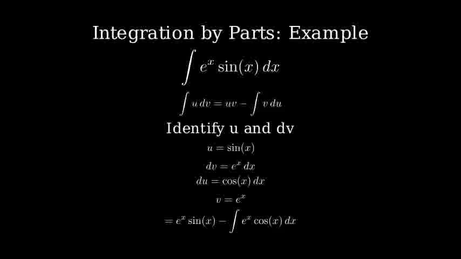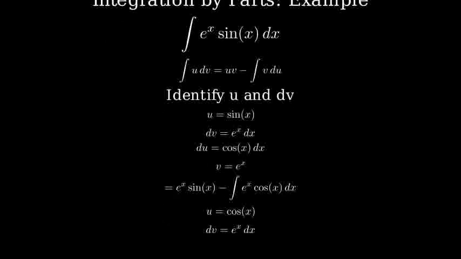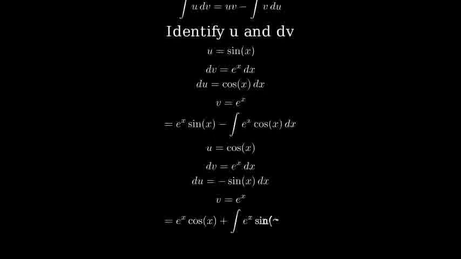To solve this, we'll apply integration by parts once again, this time choosing cosine of x as u and e to the x dx as dv, finding du by differentiating u, and v by integrating dv. We get. Now, let's apply the integration by parts formula once again. The integral of e to the x times cosine of x becomes.